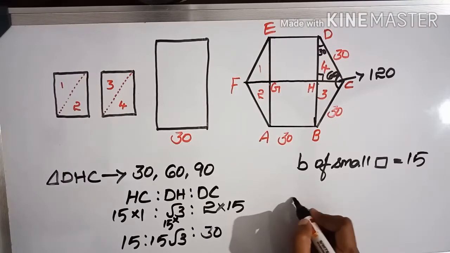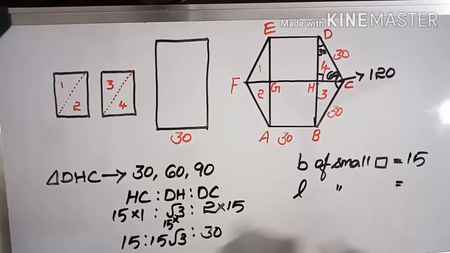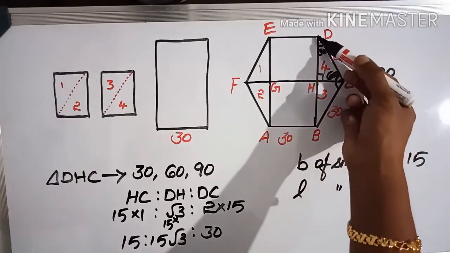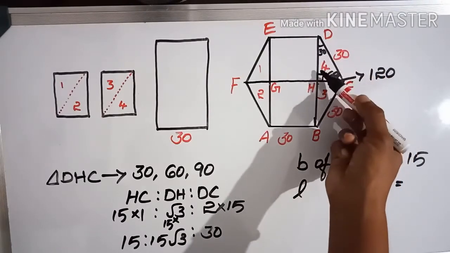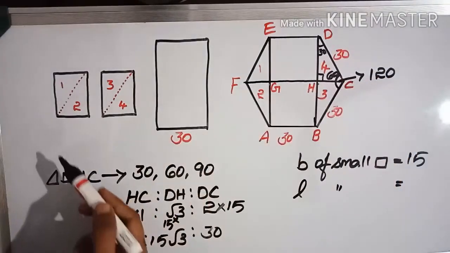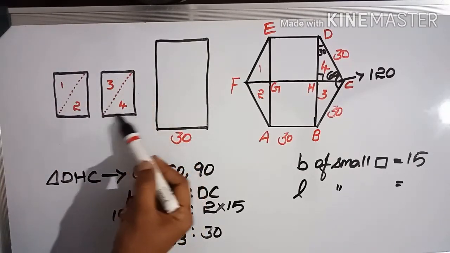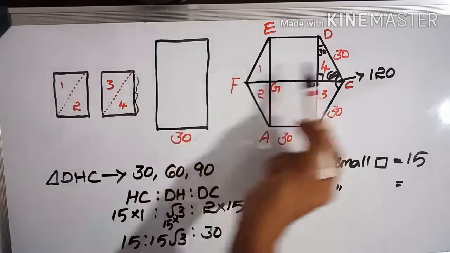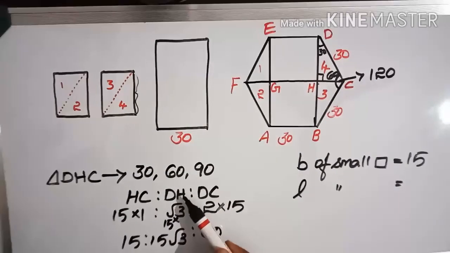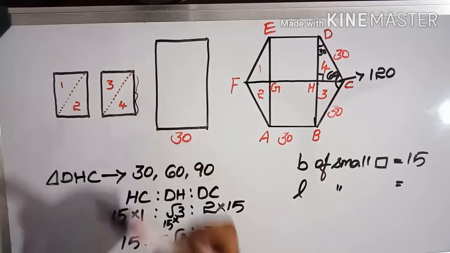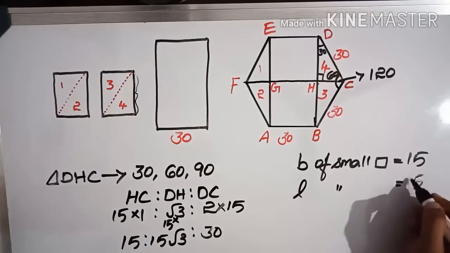Now we have to write the length of the small rectangle. For the length of the small rectangle, check the side DH. This side DH is the same as this portion, like this. So what is DH we got here? DH is 15 root 3. So 15 root 3 is the length of the small rectangle.